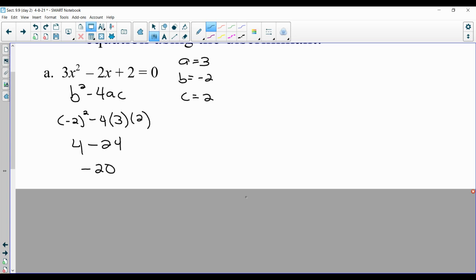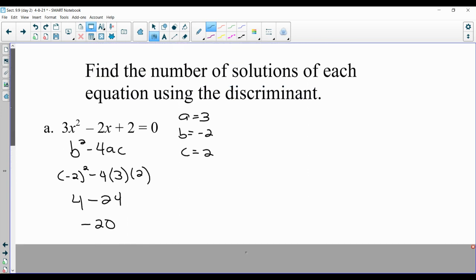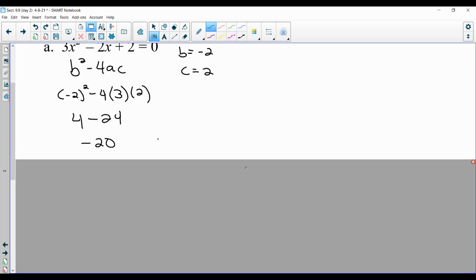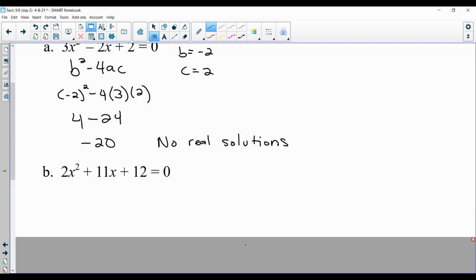Now, if you just stop and you just put negative 20 and you go to the next problem, you haven't answered the question. It says determine the number of solutions. So you need to say no real solutions. It just means the graph doesn't hit the x-axis. I'd like to kind of summarize everything, but it's kind of hard for you to put it all together just yet. But that would be no real solutions.